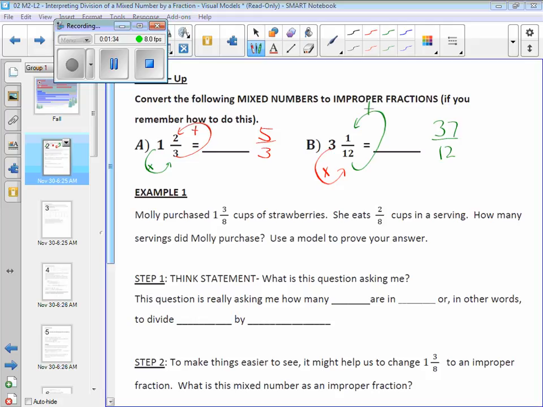This has to come pretty readily to you, or you'll struggle in lesson 2. Because really, lesson 2 is just an extension of lesson 1 from last week. The only difference now is that you'll be dealing with improper fractions and mixed numbers. All right, read example 1 quietly to yourself.